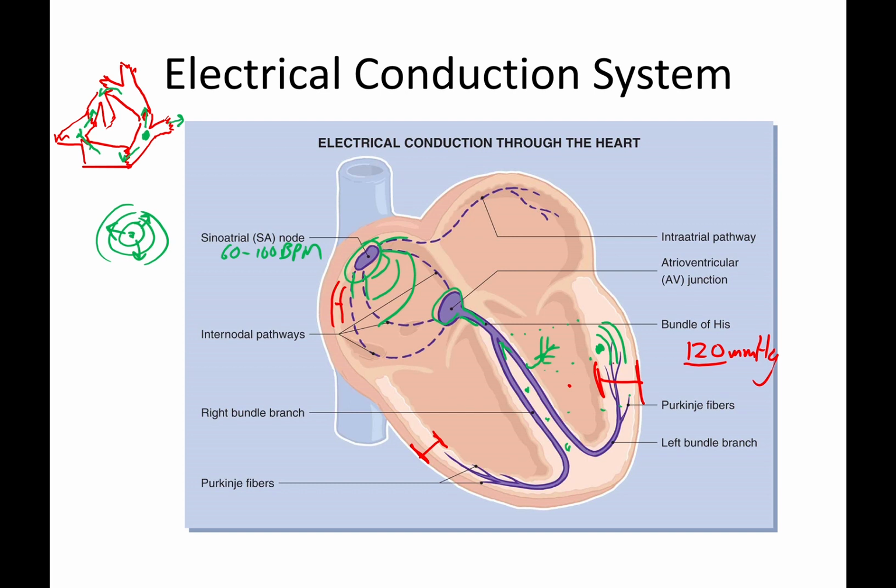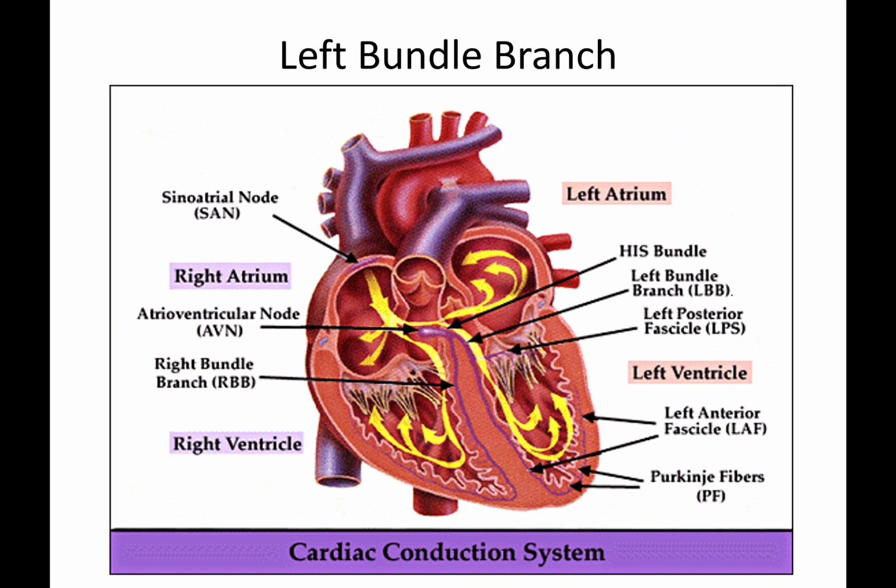And because there is so much more mass to the left side of the heart, it requires additional help to make sure that signal travels in a more even and well-distributed pace, which is why you have the two fascicles, the left posterior and the left anterior. And I know they're difficult to see in this view, but we'll look at those a little closer.